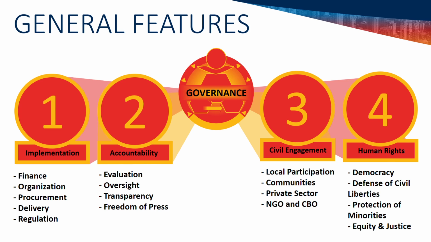This connects to each of the other categories: how things are implemented, how things are accounted for, and how communities are engaged with, largely depends on the governance structure's vision for human rights.